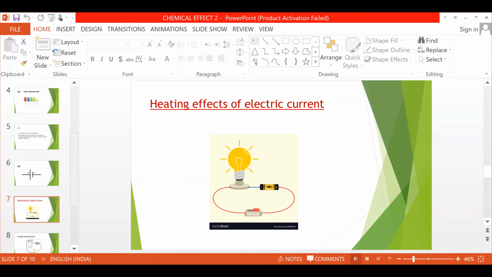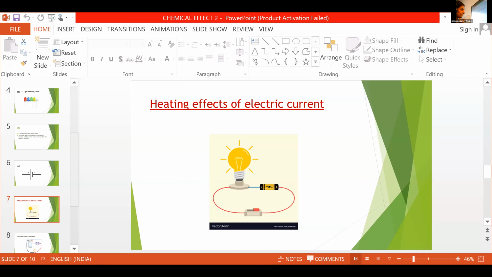Ma'am, in the bulb there is a wire made of the metal tungsten. That wire is known as the filament, the tungsten filament. Inside the bulb, there is one filament. When it is heated, at that time the bulb glows.